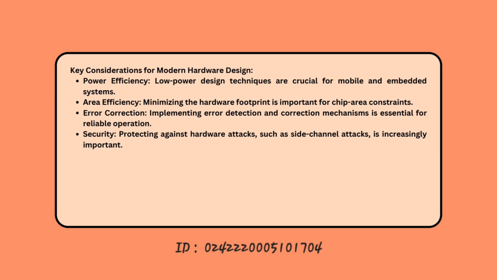Key considerations for modern hardware design. Power efficiency. Low power design techniques are crucial for mobile and embedded systems. Area efficiency. Minimizing the hardware footprint is important for chip area constraints. Error correction. Implementing error detection and correction mechanisms is essential for reliable operation. Security. Protecting against hardware attacks such as side channel attacks is increasingly important.